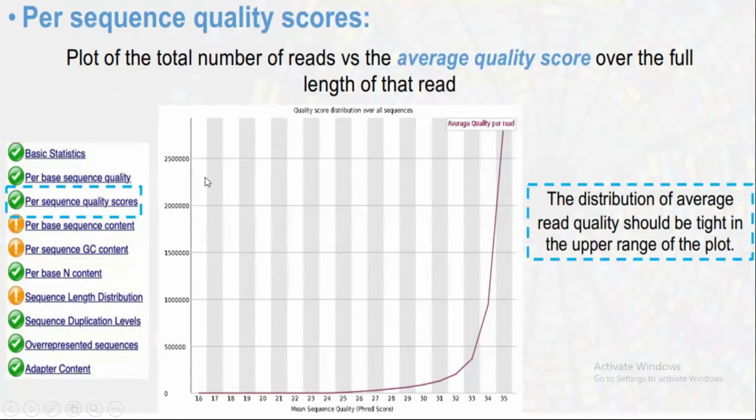So almost 25 lakh or more of our sequencing reads have a quality between 31 and 35, the entire quality of the sequence read. It means that the sequences present in our FASTQ file have good overall quality. So it should be like this. This is the per sequence quality score, and the distribution of average read quality should be tight in the upper range of the plot.